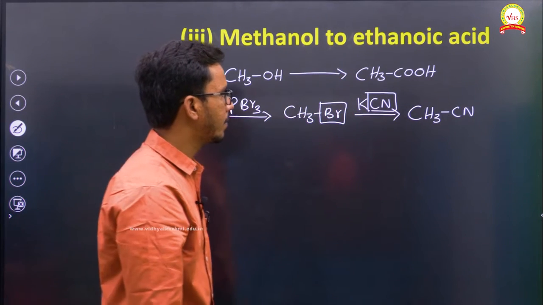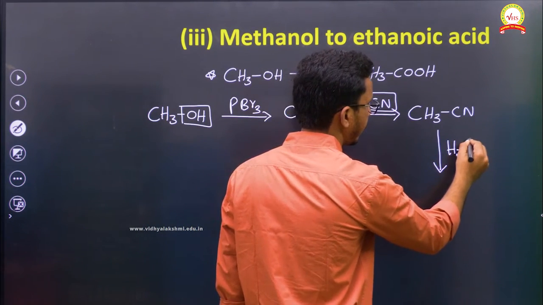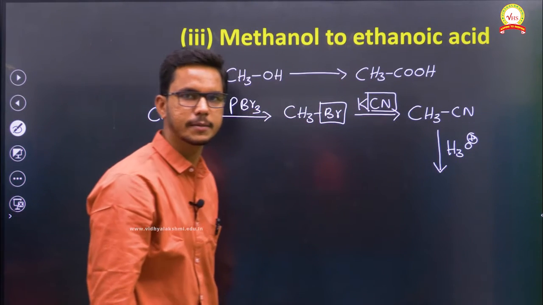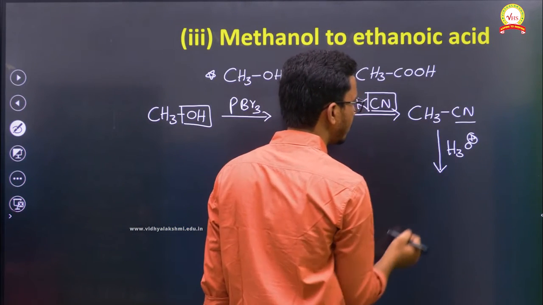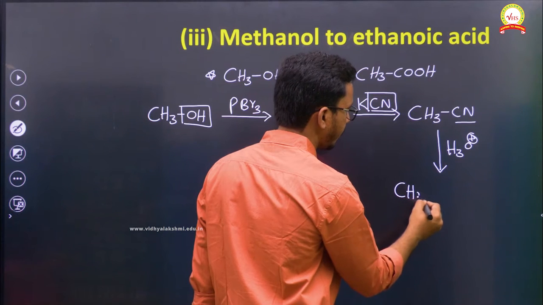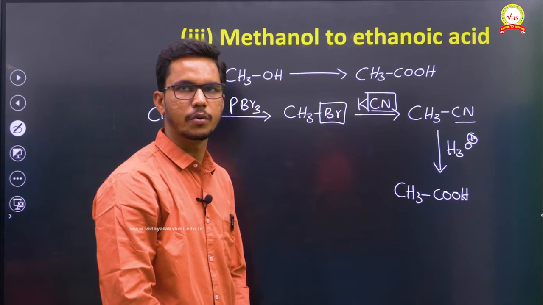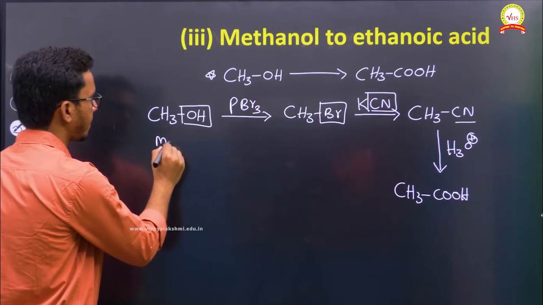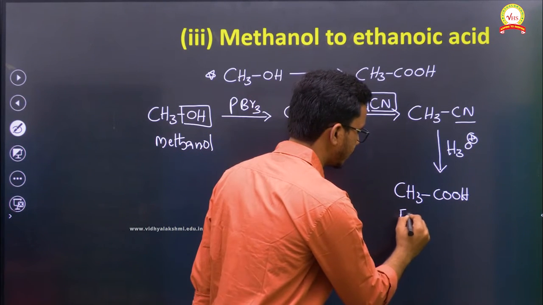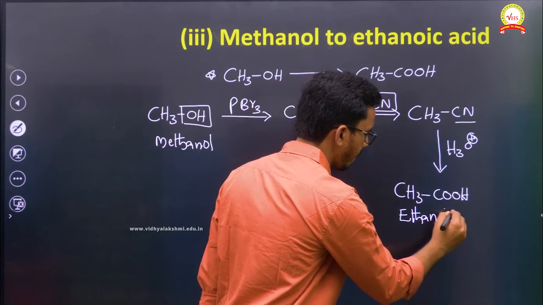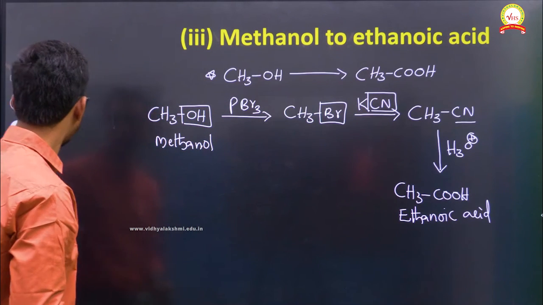Right? If you can remember the earlier reactions, cyanides on complete hydrolysis, what will we get? We will get the respective acids. The cyanide group turns into the respective acid. That is CH3COOH. What is this one? This is methanol. What is this one? This is ethanoic acid. Okay, this is how we can go with the conversions here.